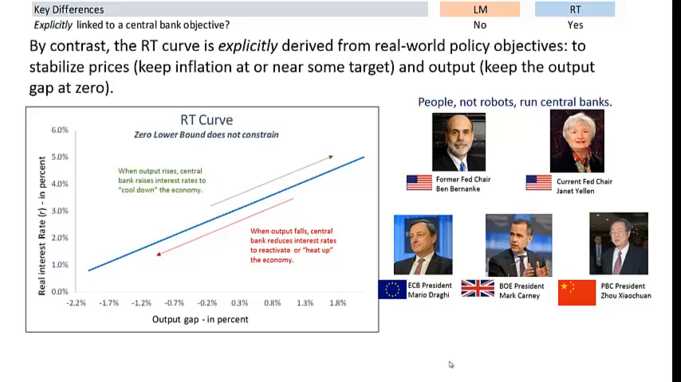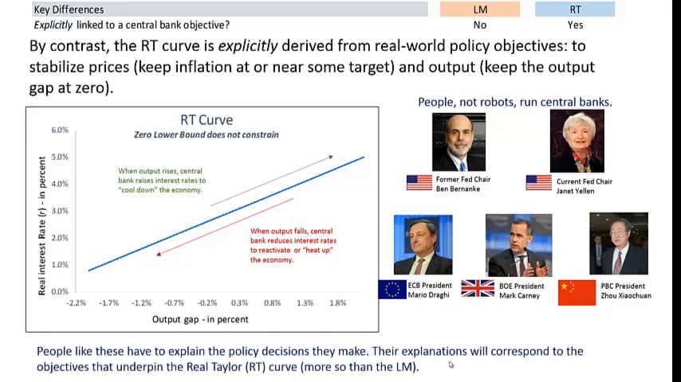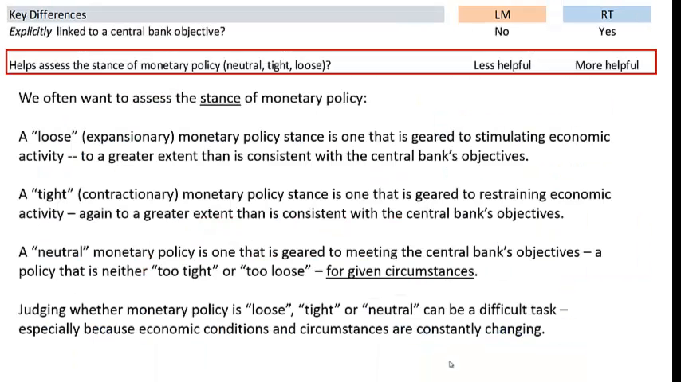Now, it turns out that, no surprise, people, not robots, run central banks. People like these have to explain the policy decisions that they make. Their explanations will correspond to the objectives that underpin the real Taylor curve, and really much more so than the LM curve. The LM curve has relatively little to say about that.